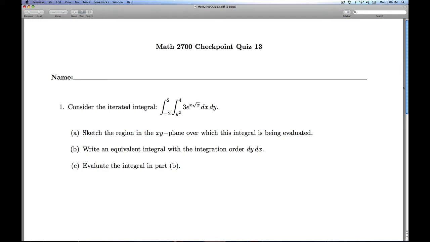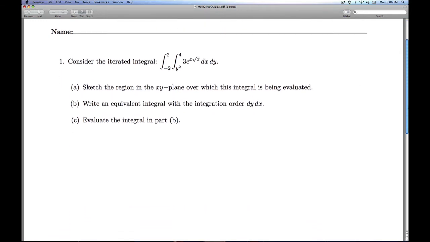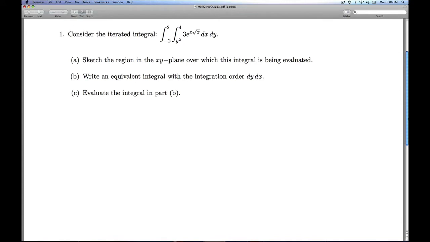Hi folks, this is Calc 3, Quiz 13. We're given a double iterated integral. In part A, we're asked to sketch the region in the xy plane over which this integral is being evaluated.